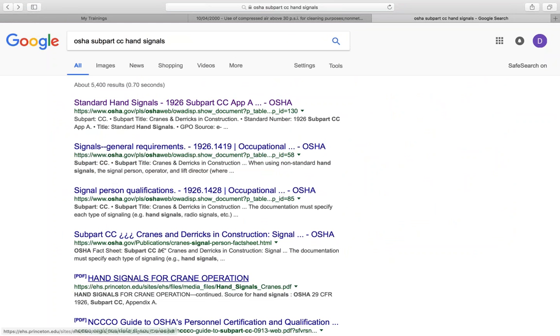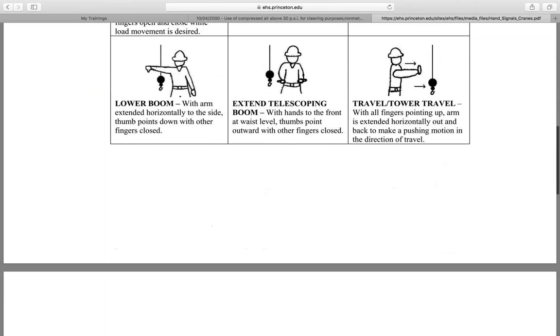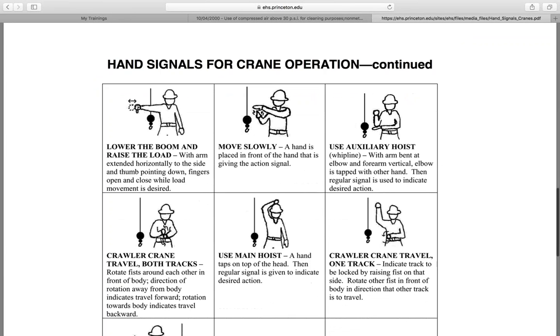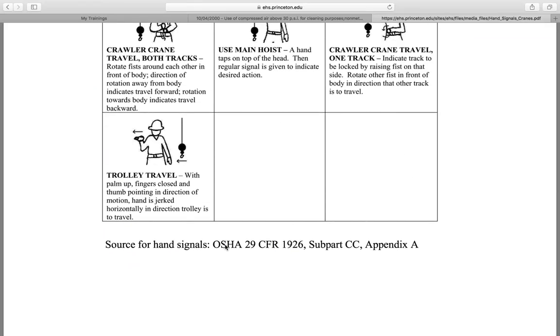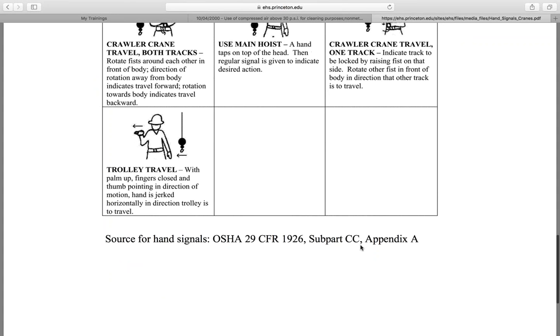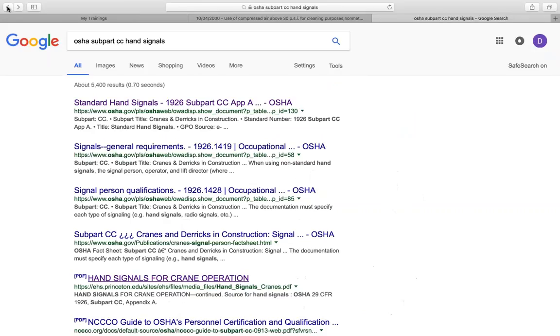Let me see if this is it right here, but I don't think this is OSHA's. This is roughly what the OSHA standards look like as well. It looks more like that caricature drawing. So there you go, that's the source right there, 1926 subpart CC Appendix A. I think I was scrolling over those pages out of the actual government CFR version of it.